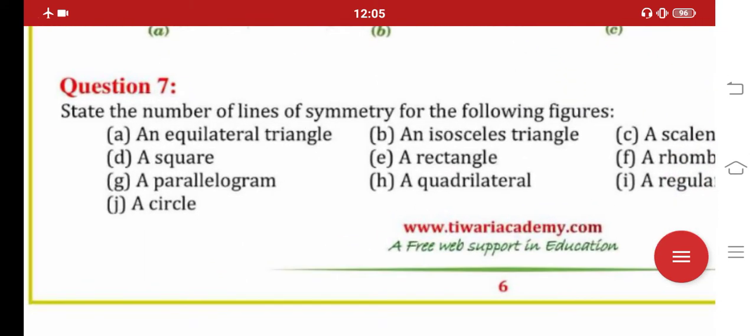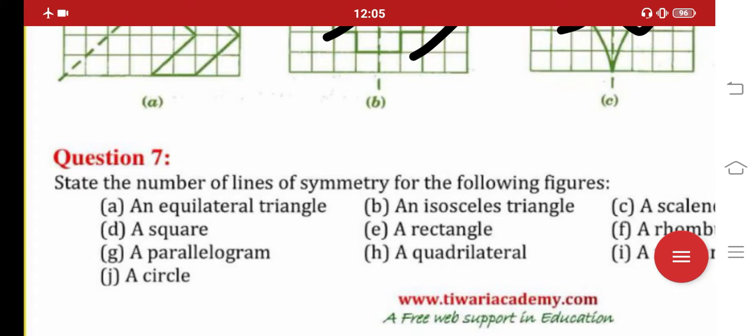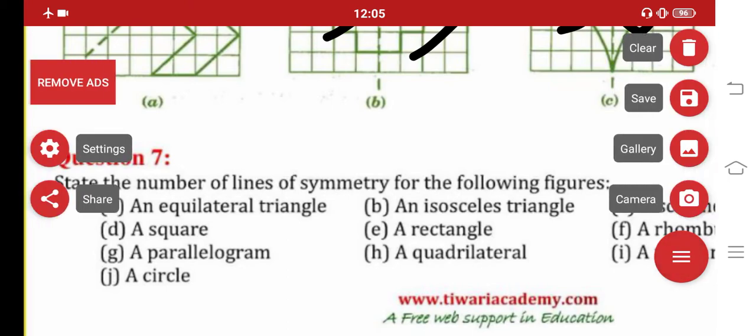Now what is our question number 7? State the number of lines of symmetry for the following figures: an equilateral triangle, an isosceles triangle, a scalene triangle, a square. So let us see what is given.